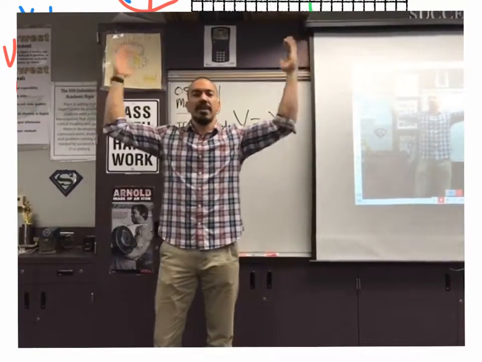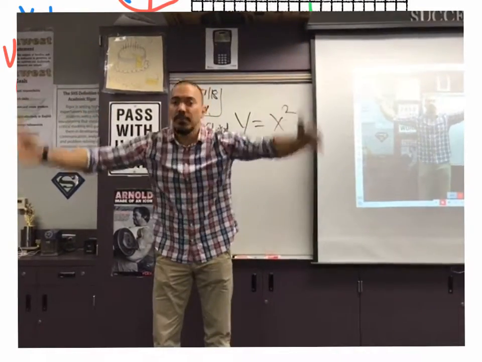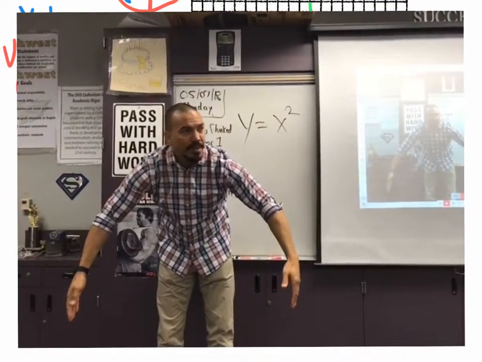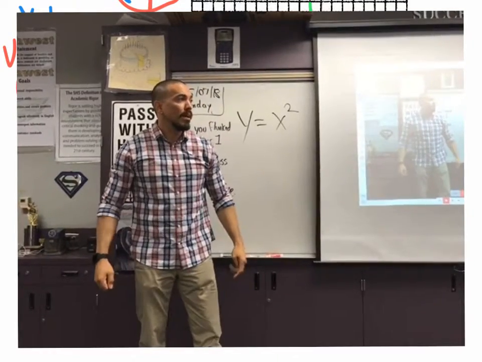Also, here's your a value of 1. If your a value is negative 1, then it reflects it and it opens down. Okay? So how does it become a straight line?